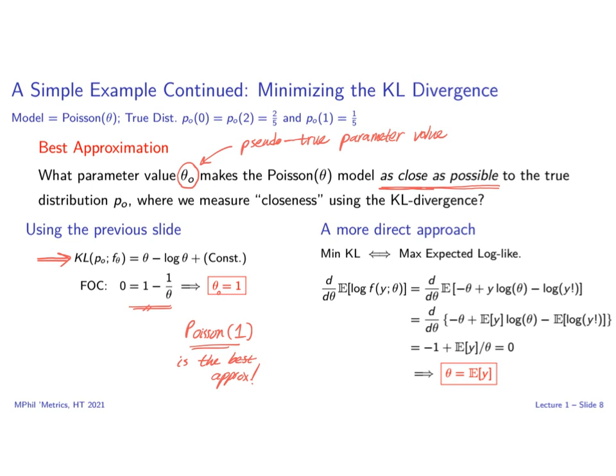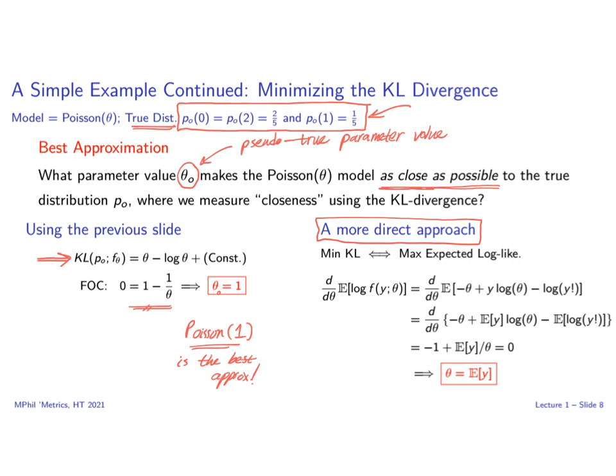Now, you may be wondering about the relevance of this calculation because in order to carry it out, it seems like I had to know what the true distribution was. And it wouldn't be very helpful if I could give you a way to find out the best Poisson distribution for approximating this unknown p naught if answering the question required you to know p naught. But fortunately, it doesn't. And to see why, let's redo this exercise using a more direct approach.